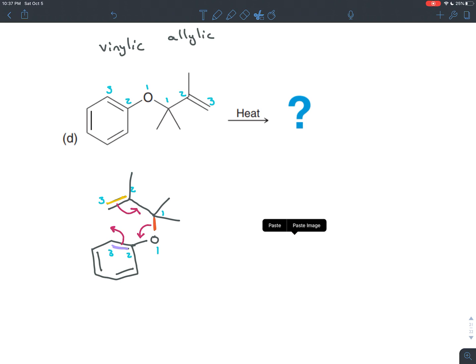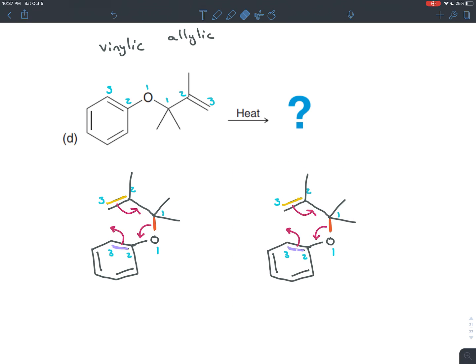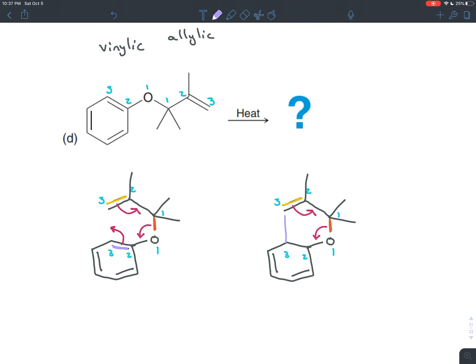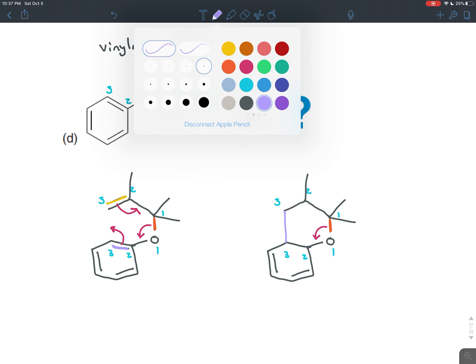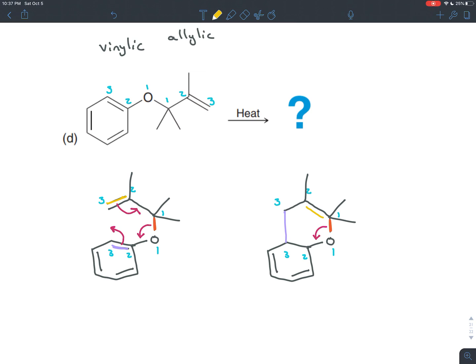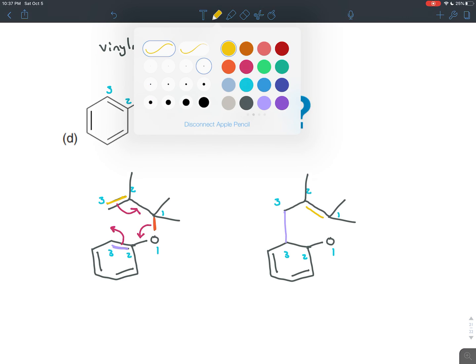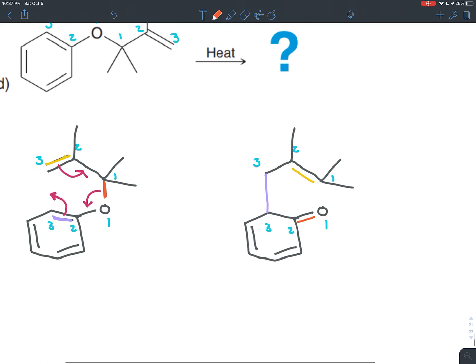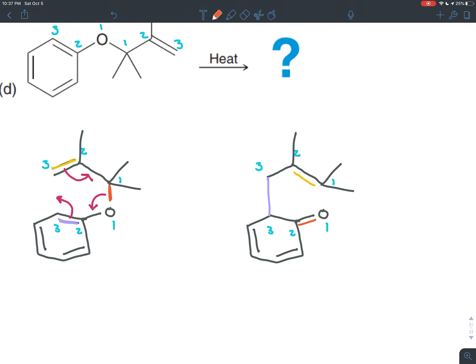So let's take this. Purple electrons are going to move over, so they're going to form a sigma bond here. The yellow pi electrons are going to move over, so they'll form a new pi bond here. And those orange electrons are going to move over and form a pi bond here. And so that for me would be perfectly fine as the answer for this rearrangement.